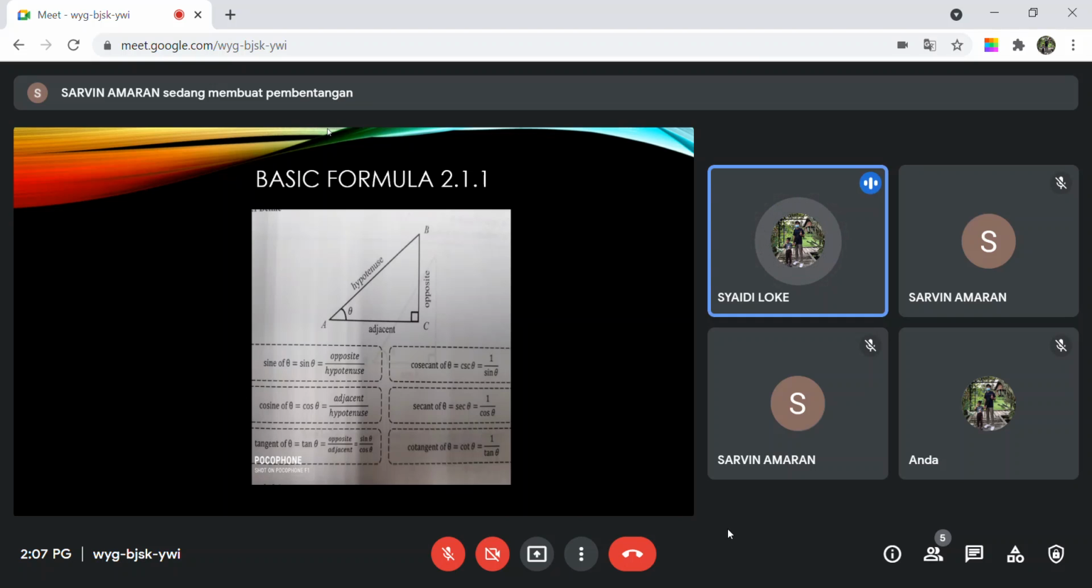And the next is cosec theta equals 1 over sin theta. Sec theta equals 1 over cos theta. Cot theta equals 1 over tan theta.